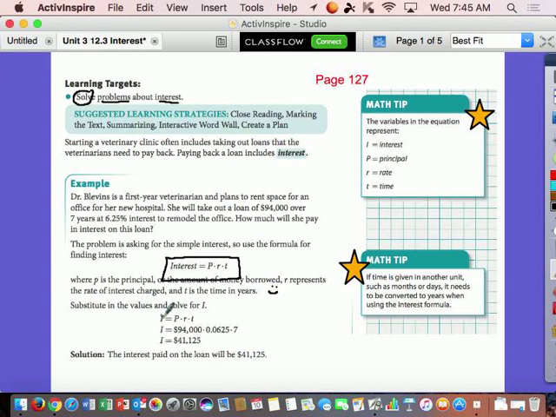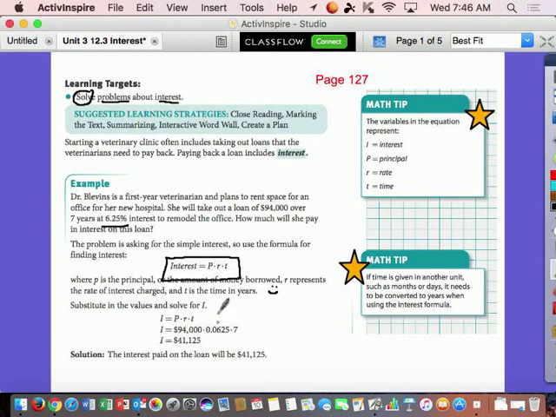So I just write down my formula. I equals PRT. I don't know what the interest is. That's what I'm solving, so I just put an I there. My principal, in other words, the amount of money I'm taking out for the loan, is $94,000. I have to convert my rate to a decimal, right? This is the rate usually given as a percent. It must be converted to a decimal. So that's one of the most important things. Do not forget that, or your number will be way off.